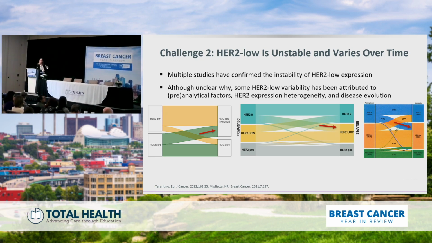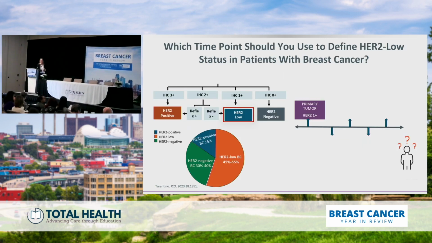In DESTINY-Breast04, the seminal study that led to the approval of trastuzumab deruxtecan for HER2-low disease, patients could qualify for that study if they were HER2-low at any point in their diagnosis, whether it was 10 years ago at their early stage disease or last week when they were rebiopsied. So the optimal time point for evaluation of HER2-low status is not sure. When should we be doing it? That is, to date, still unclear.